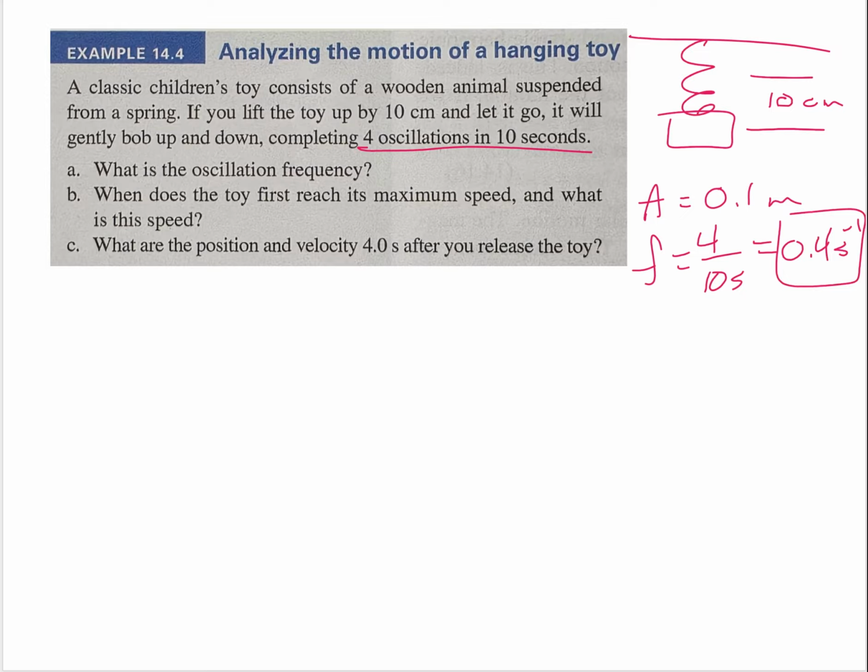When does the toy first reach its maximum speed, and what is the speed? When do we get its maximum speed first? We pushed it up to here, and we let it go. So then it would get its maximum speed once it came down to its equilibrium point.